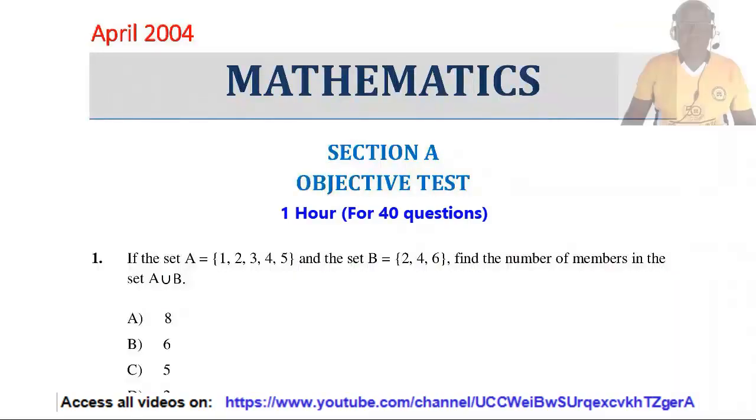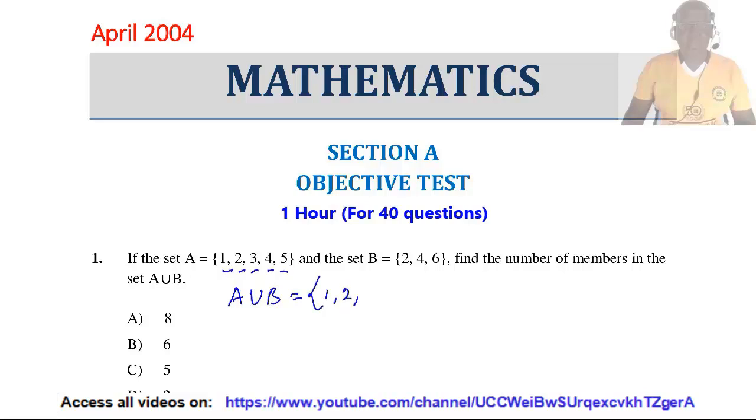April 2004, Mathematics, Section A, Objective Test, Duration 1 hour. Question 1. If the set A equals {1, 2, 3, 4, 5} and the set B equals {2, 4, 6}, find the number of members in the set A union B. We shall first write down A union B. A quick way of writing down A union B is to write down all the elements present in A and combine them with the elements in B, writing down each element only once. That is, A union B equals 1, 2, 3, 4, and 5.